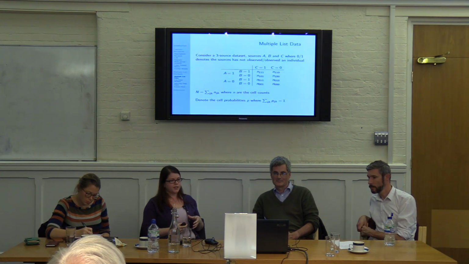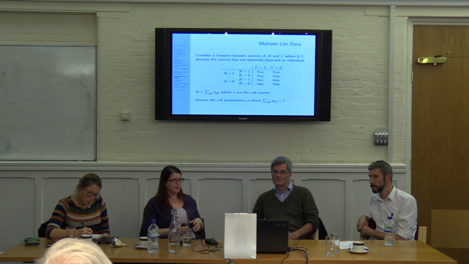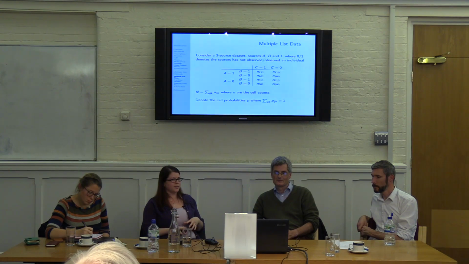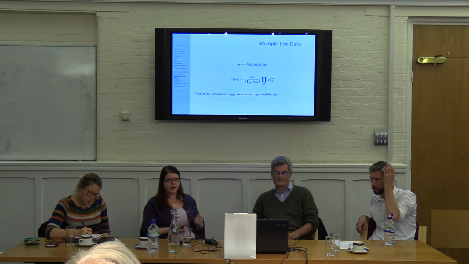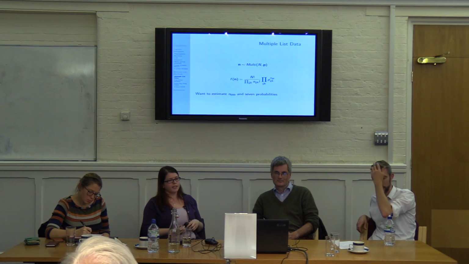Now, there are a few restrictions that we know. So we know that the total population must be the sum of those cell counts. And likewise, we know that the probabilities that you fall into each cell are disjoint. You can only belong to one if you've not been misidentified. So our probabilities must sum to 1. So what we simply have is a multinomial style model. So our cell counts are multinomial based on the total population and our cell probabilities.